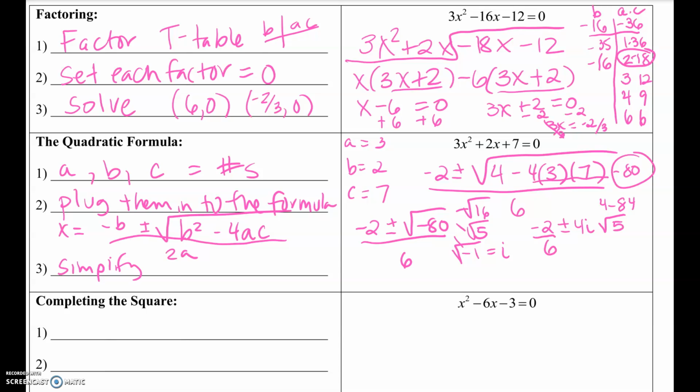I'm putting the 6 here, and I'm putting the 6 here. So the 2 and the 6, that's going to make 1/3, plus or minus the 4 and the 6, that's going to make 2/3, but still i radical 5. And then this is going to be our final answer because we can't write a decimal altogether because it's this imaginary number.